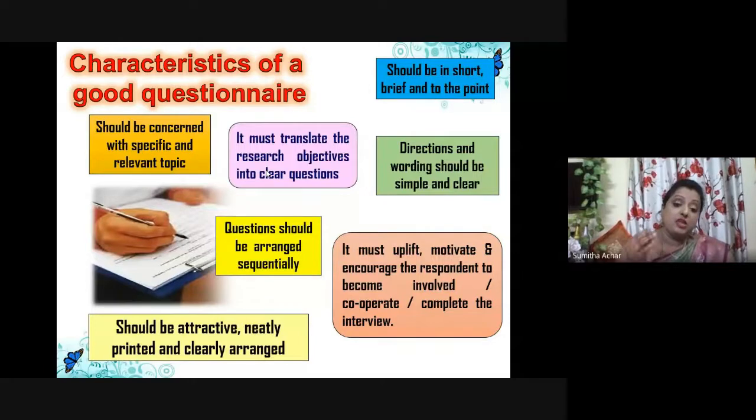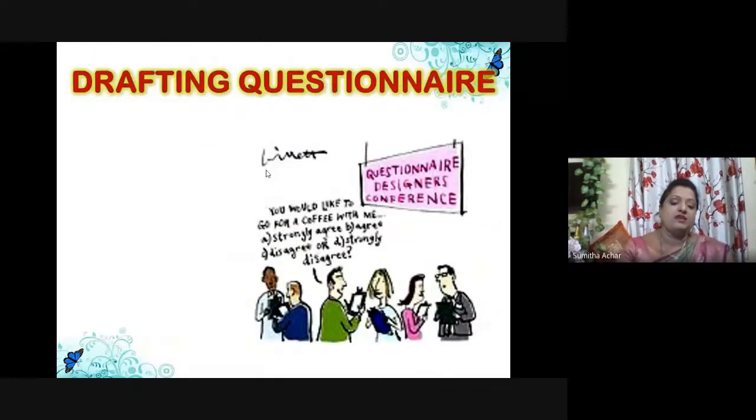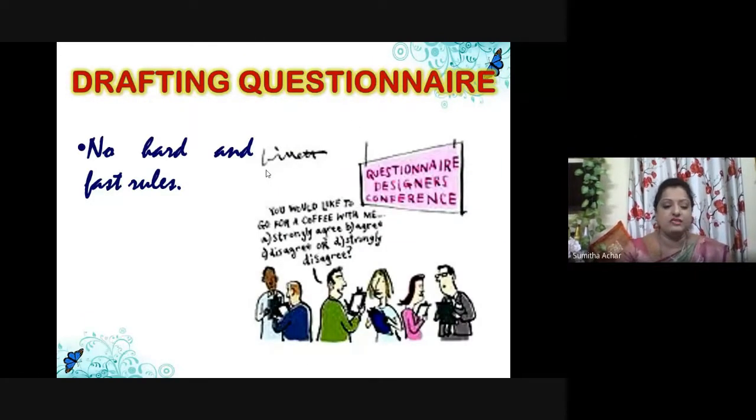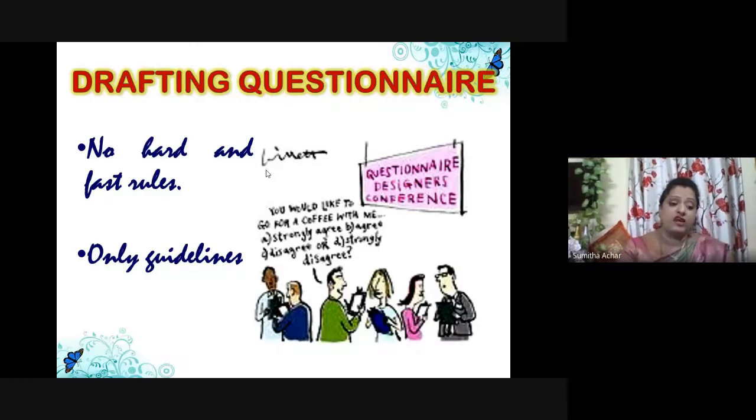At the same time, you should develop the questions in such a way that the respondent has the same interest from the beginning till the end. He should not lose interest in between and say, no, I don't want to give you information. This is one important thing that one must note. And in drafting a questionnaire, of course, there are no hard and fast rules. It only requires guidelines. Nobody is going to say have only 250 words or only 300 words.